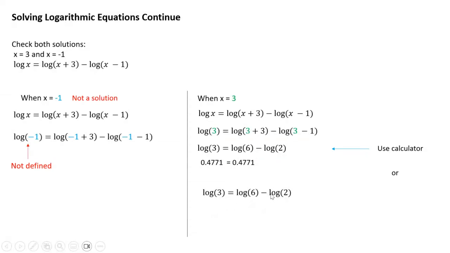For example, right here, let's condense it by putting it under one log, using the quotient rule, right? If you have log of 6 minus log of 2, we put them as a single log, and it'll be 6 divided by 2, which will give us log of 3 on both sides. Okay? And so that's my solution.